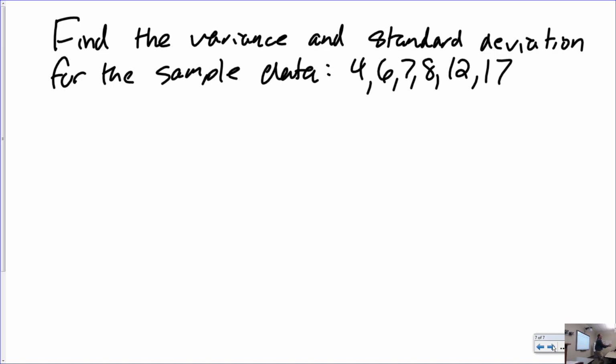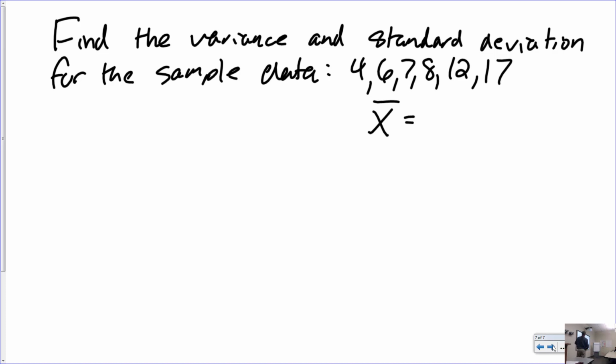Okay, so let's find the variance and standard deviation for this sample data. Okay? This is sample data. So how am I going to calculate the standard deviation? Well, what do I have to do first? Find the mean is always the first step. Whenever you're calculating standard deviation or variance, you got to find the mean first.